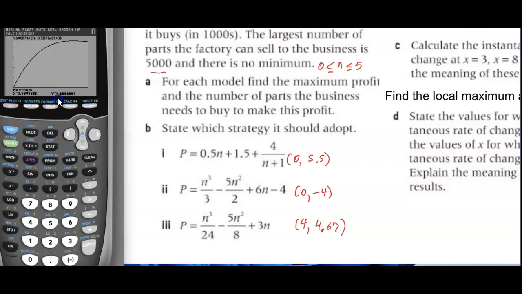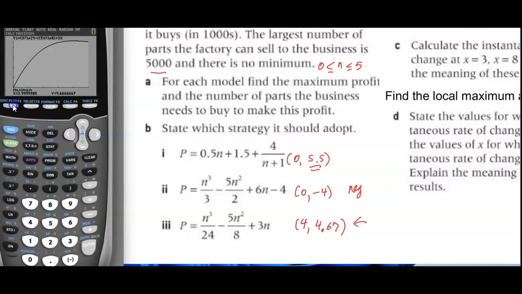Okay, so obviously we should use this strategy 3 because this one is always negative, right? And this one is like 5.5, but it occurs when there's 0 parts made. So you're not going to make any money anyway.